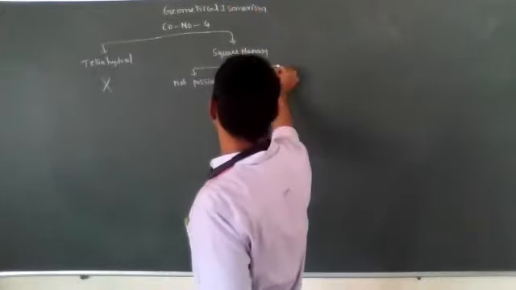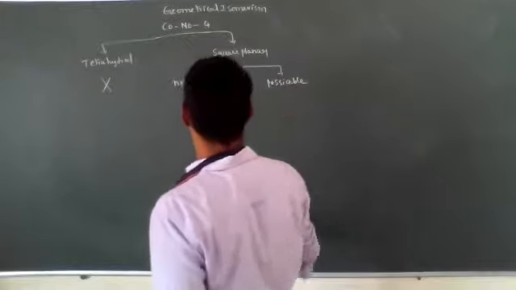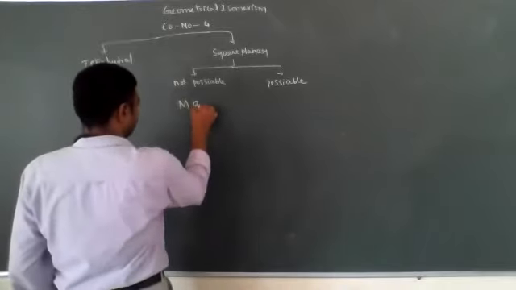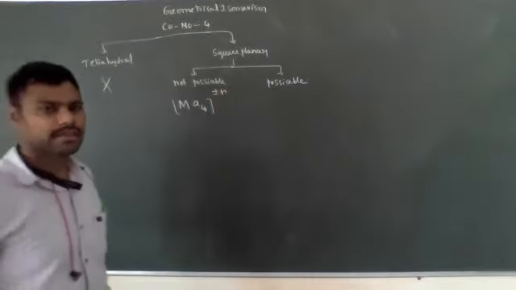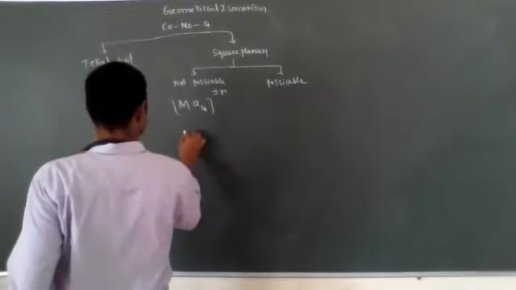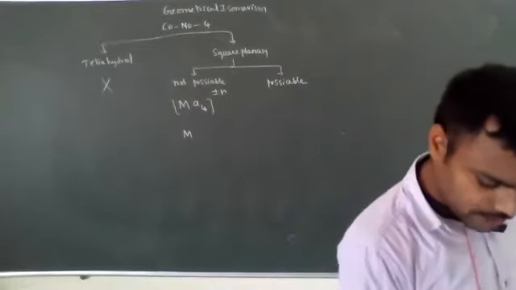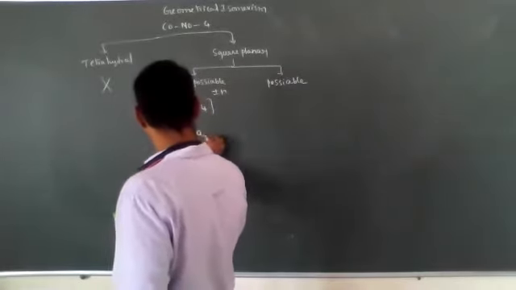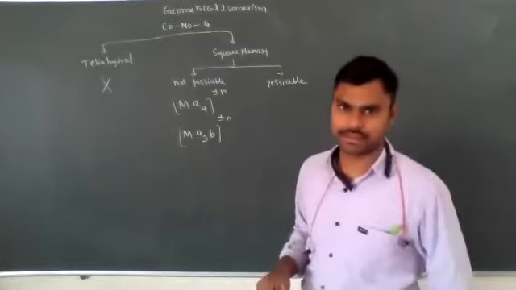Not possible and possible. See, the central metal atom having the same kind of ligands, Ma4, with charges plus or minus, does not exhibit geometrical isomerism. The second one, Ma4, does not exhibit geometrical isomerism, and Ma3b also does not exhibit geometrical isomerism.